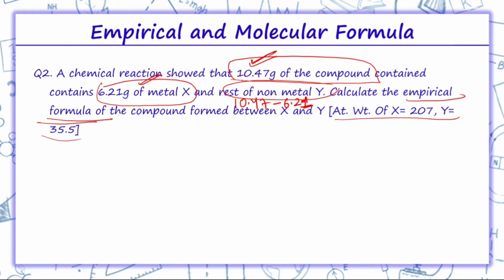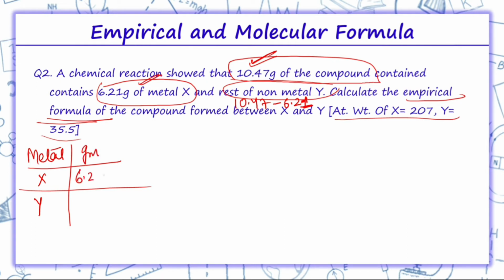Now here, to calculate the empirical formula, we should be aware of the percentage present in that compound of that particular element. We are provided with metal X and Y. Since we are provided with the gram weight, X metal is 6.21 and Y non-metal is 10.47 minus 6.21, which is 4.26. Then we will calculate percentage.